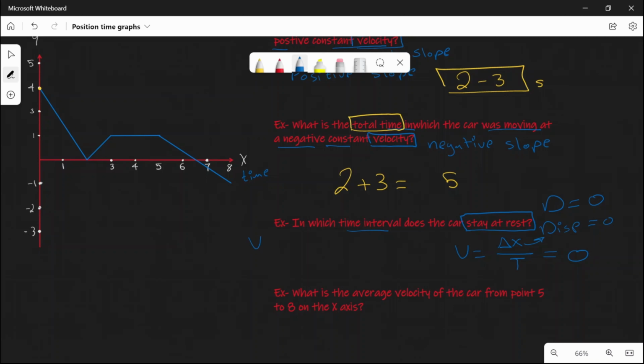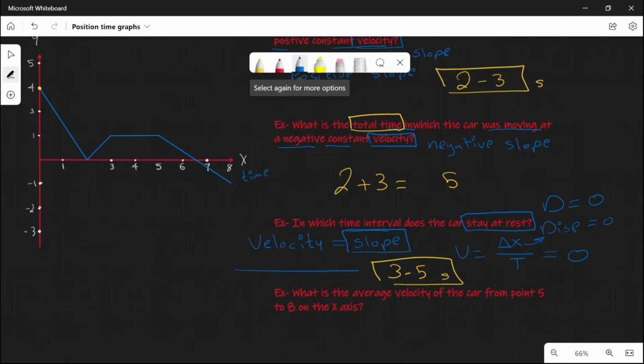And we know that the velocity on a position time graph is the same as the slope. So we are searching for the slope that's equal to 0. A slope that's equal to 0 is a horizontal line. So at what points in the graph is a horizontal line shown? A horizontal line is drawn from point 3 to point 5. So the time interval is 3 to 5 seconds.